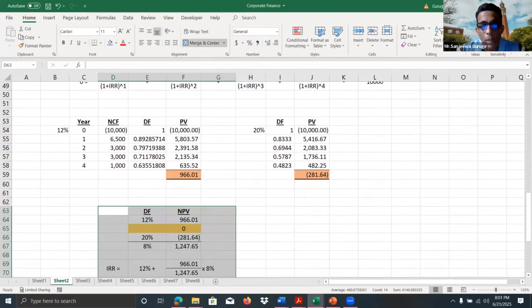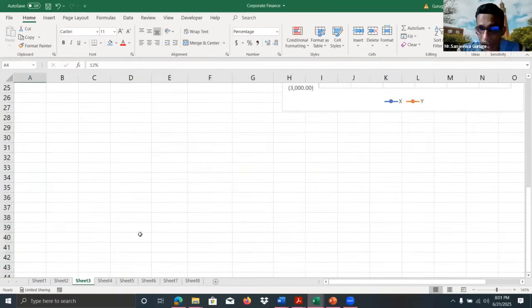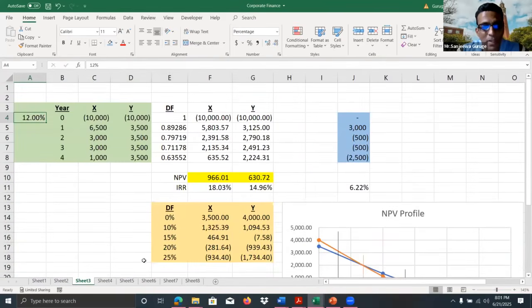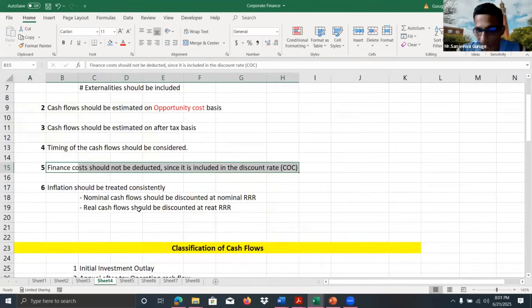If we deduct interest cost and then discount, that is not correct. Then what happens? There will be a double count, so the interest cost is adjusted twice, which is not correct. Therefore, the interest cost should not be deducted. Interest cost here means the interest cost relating to the debt capital that the organization used to finance the project. Interest cost used to finance the debt capital requirement of the project should not be deducted.